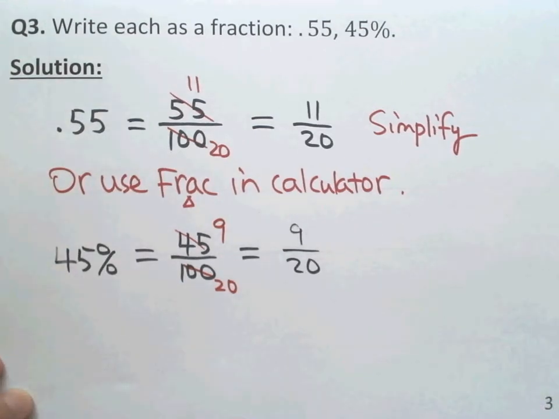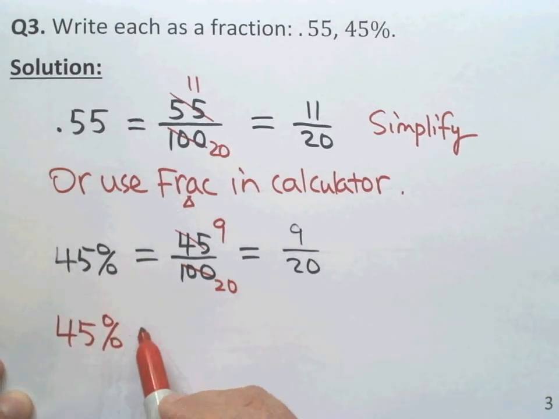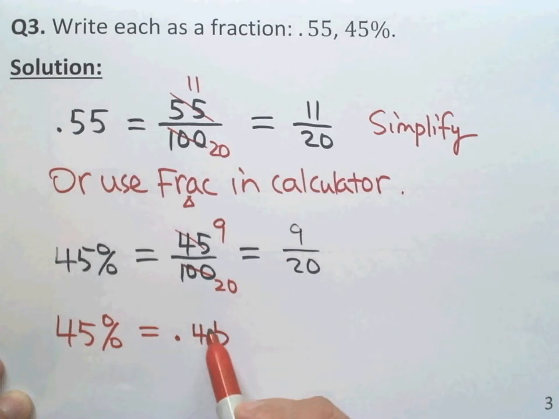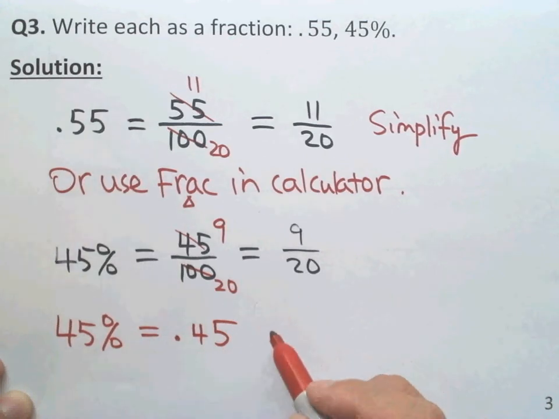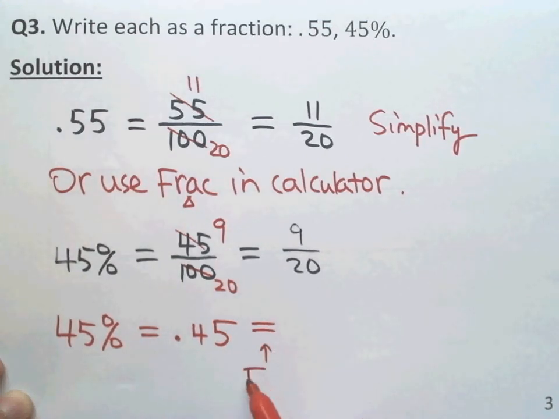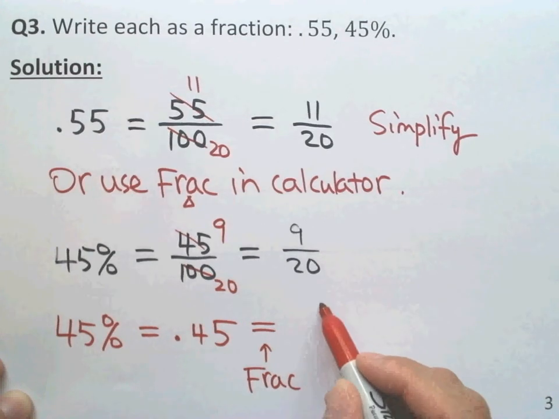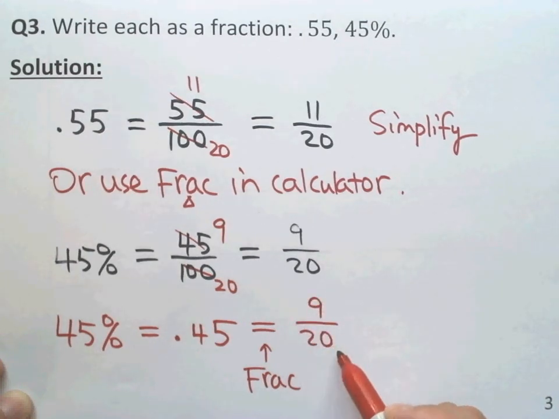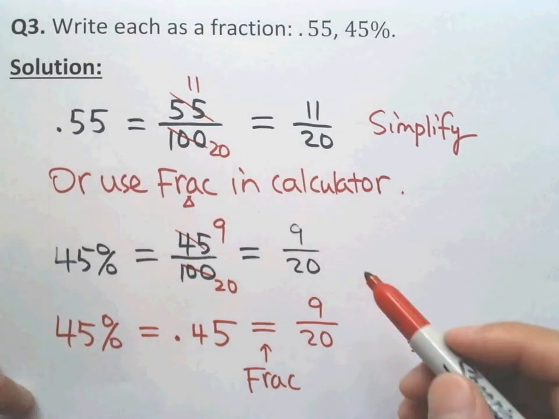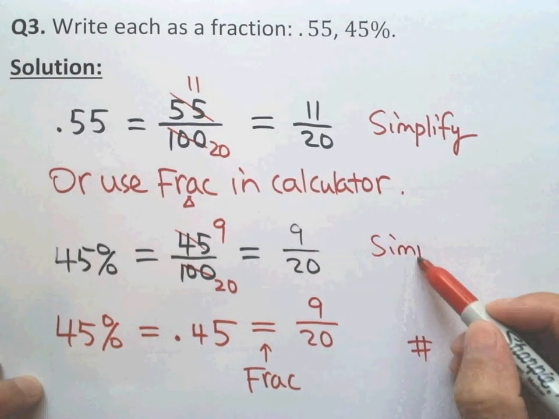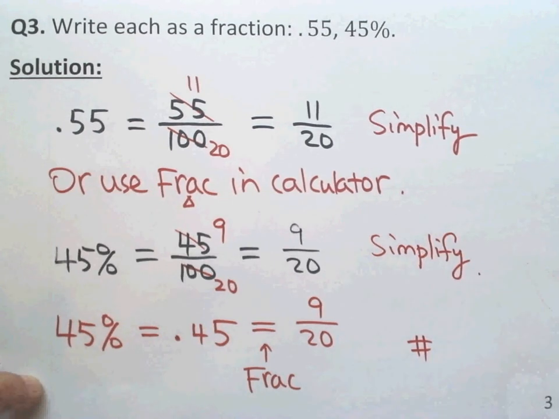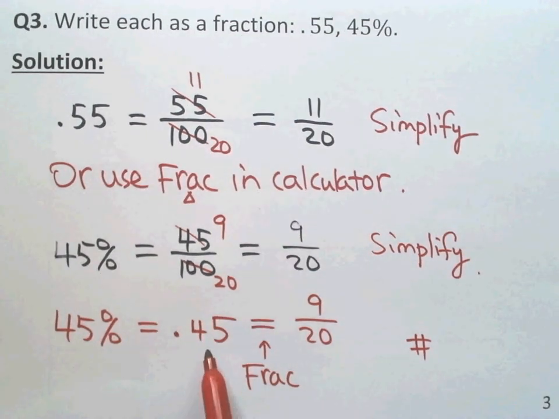So we can simplify by ourselves, or we can use a calculator. We can use another way: 45% is 0.45. We know how to change a percent to a decimal. And then what do you do? Use a calculator, and these are the frac functions in the calculator. Your calculator will directly tell us it is 9 out of 20. That's the answer. Okay, you can do it by yourself by simplifying to reduce the fraction. If you use a calculator, you change it to a decimal first, then use the frac function in the calculator, and you will get the answer. That's all.